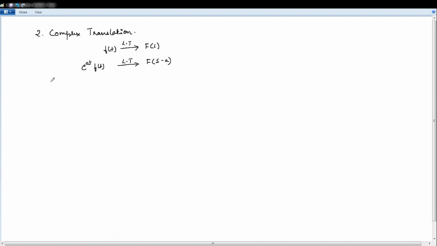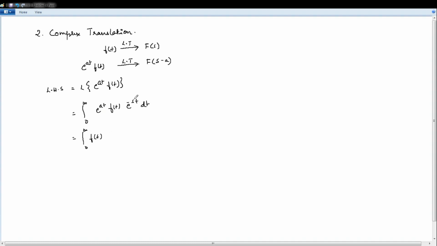So how would we prove this? Again, as usual, let me take the left hand side and take the Laplace transform of it. So the Laplace transform of e^(at) f(t) is nothing but the integral from 0 to infinity. In place of the function, you have this term, so e^(at) f(t) e^(-st) dt.